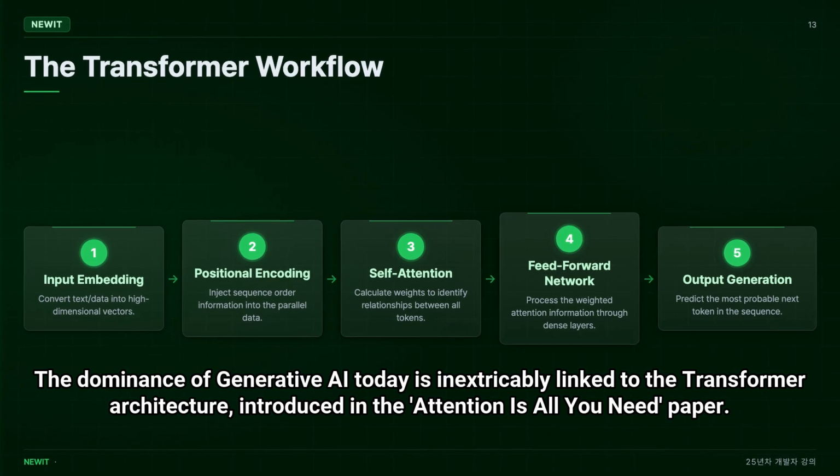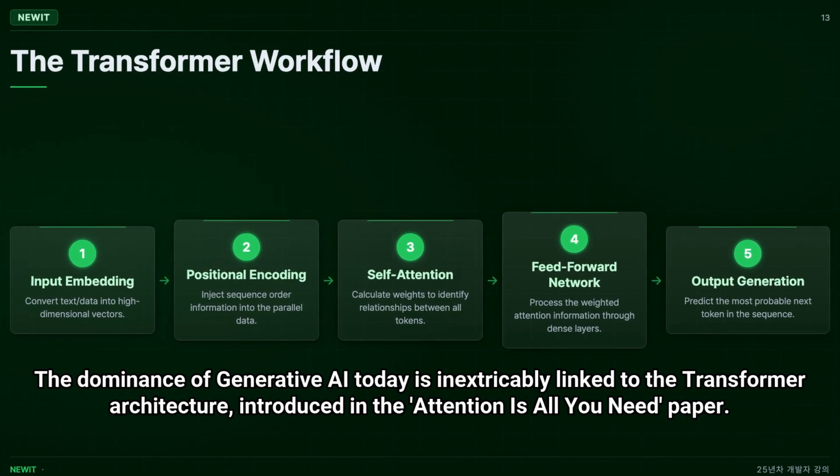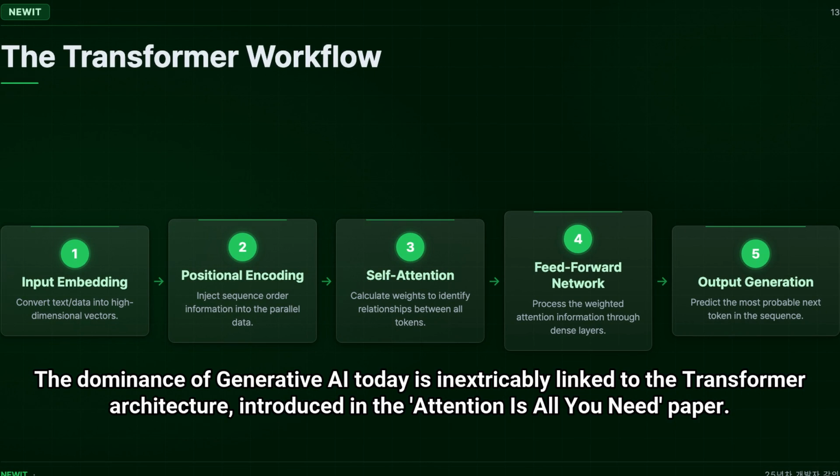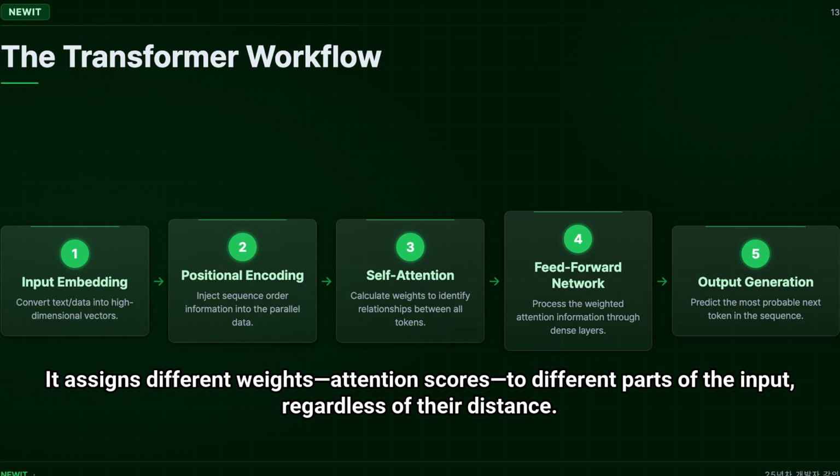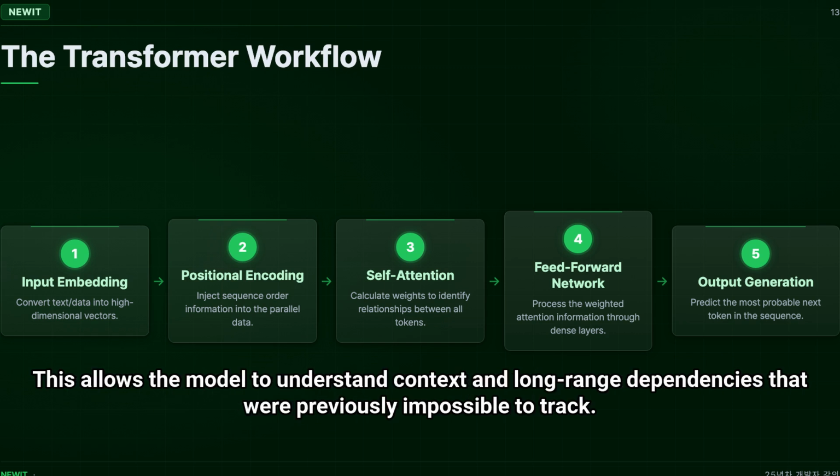The dominance of generative AI today is inextricably linked to the transformer architecture introduced in the Attention is All You Need paper. Unlike previous recurrent neural networks, RNNs, that process data sequentially, the transformer uses the self-attention mechanism to process entire sequences in parallel. It assigns different weights, attention scores, to different parts of the input, regardless of their distance. This allows the model to understand context and long-range dependencies that were previously impossible to track.